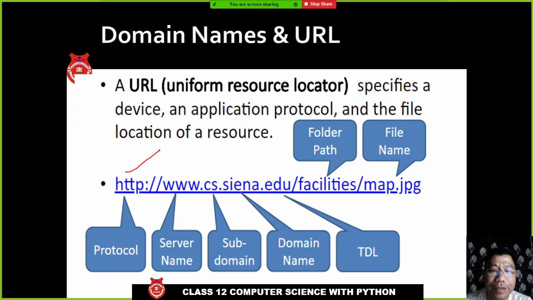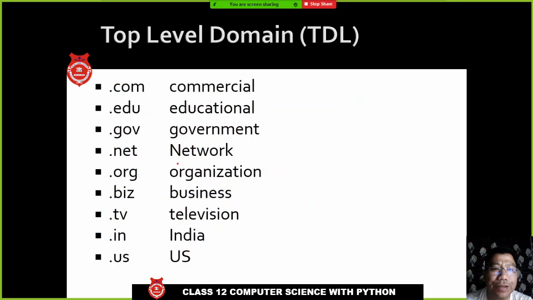The first one is the HTTP protocol and www, and this is the subdomain CS, which means computer science, and this is the name of the university, and this .edu means educational, and facilities means the folder name, and this map.jpg is the file name. Okay, this is a URL. But if it is only up to this, it is a domain name. But if it is the complete path, it is the URL. You have to understand the differences.